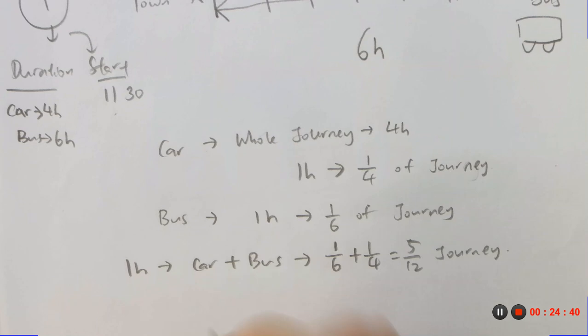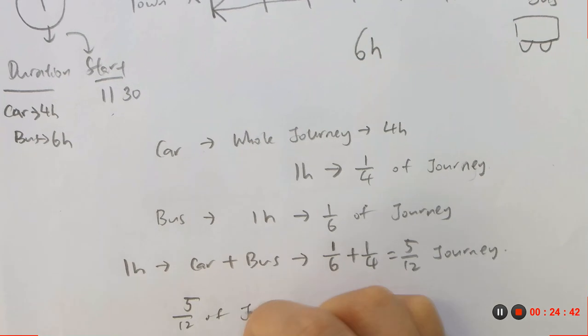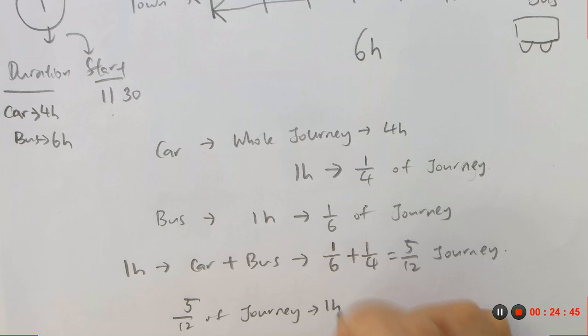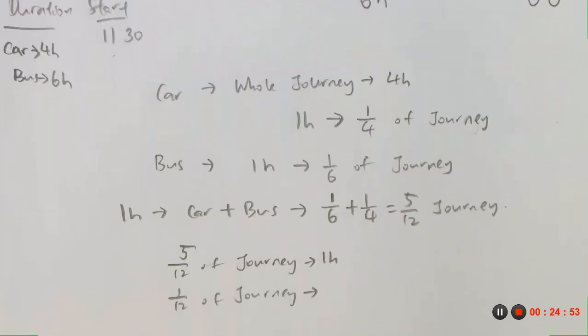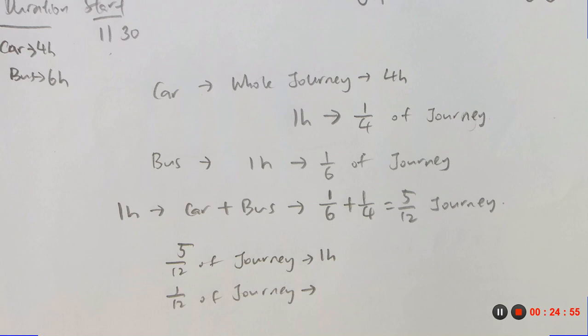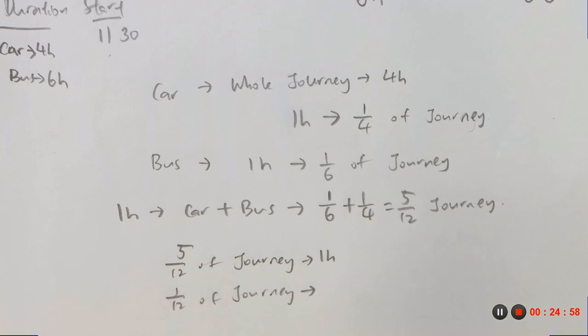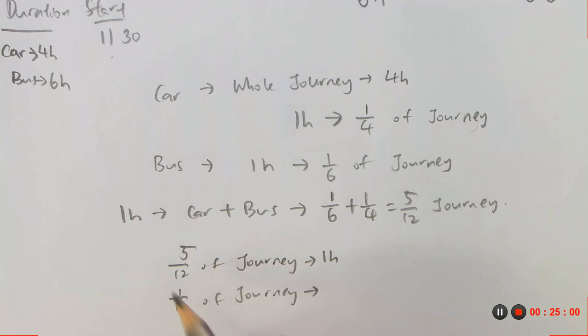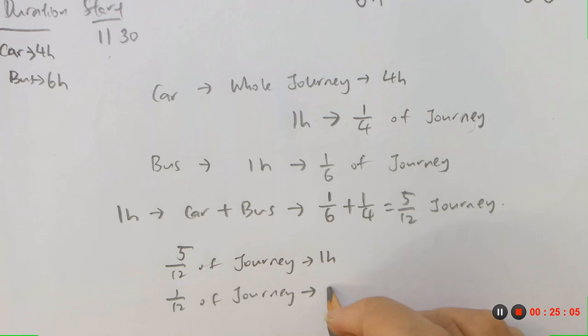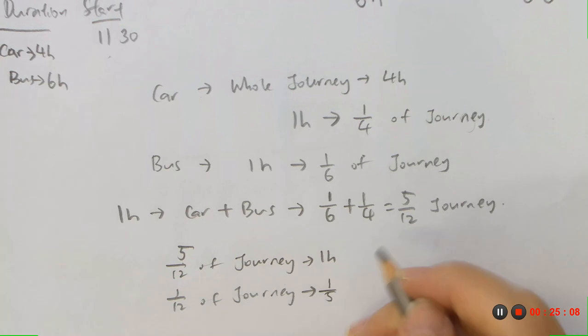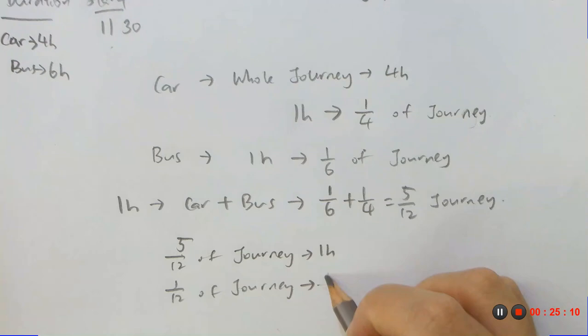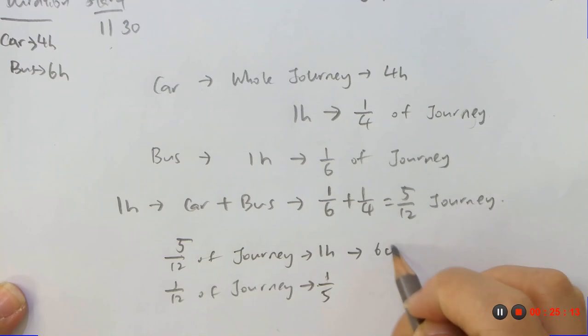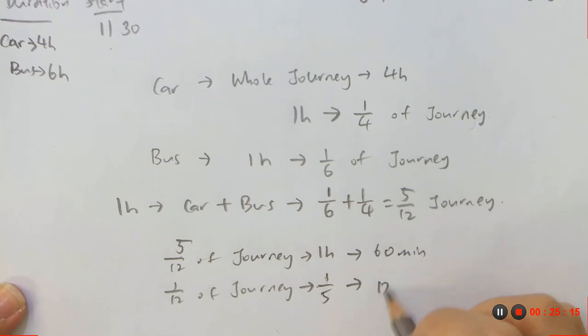So if 5/12 of the journey is 1 hour, what is 1/12 of the journey? Don't tell me minutes, I want fraction. What would you do? 5 units is 1 hour, so 1 unit is 1/5. 1 divided by 5. Yes, correct, you are right. You can also use minutes: 60 minutes divided by 5 is 12 minutes. Can, also can.